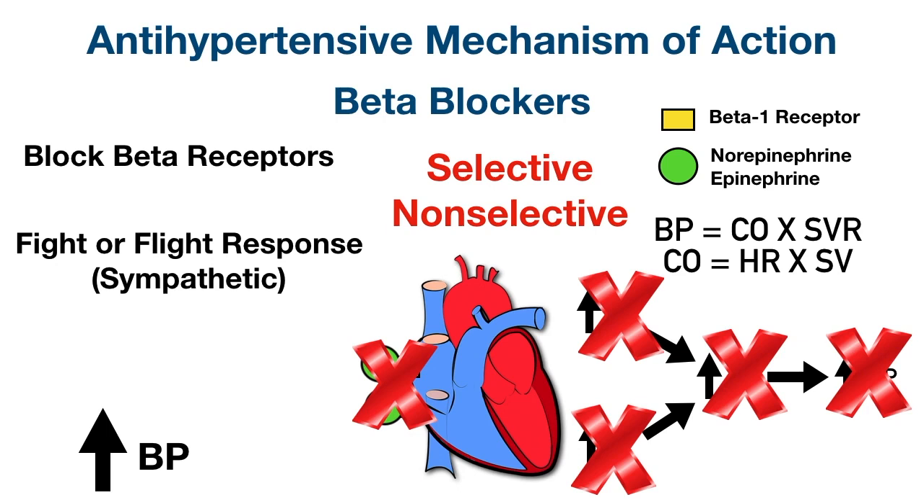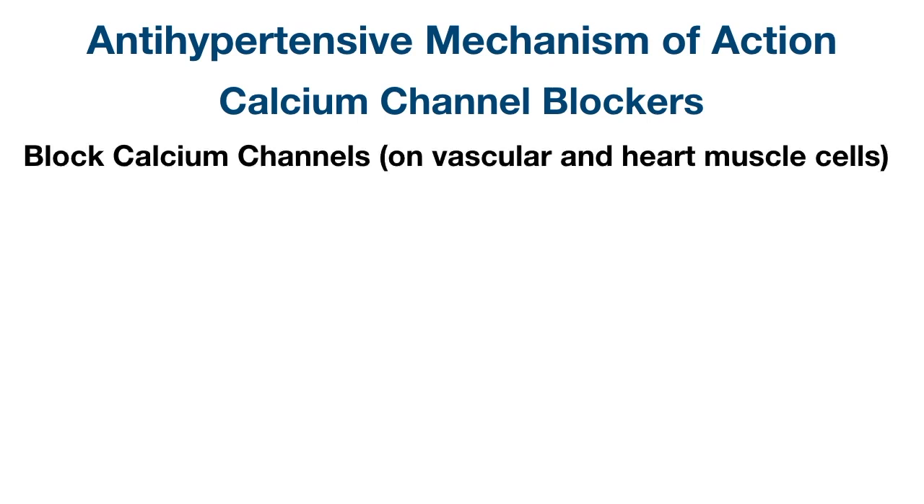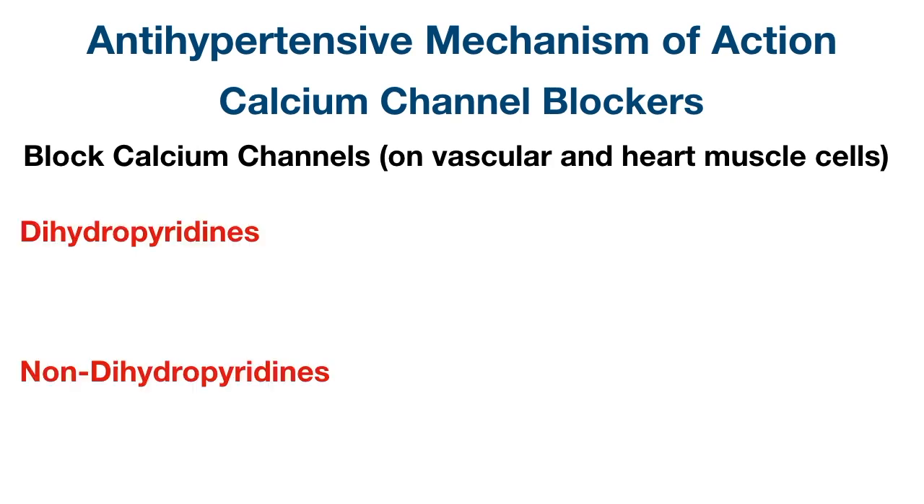And if you want to learn more information about the different types of beta receptors, where they're located in the body, and what their effects are, all that can be found in the beta receptor EasyMed video linked below. The next antihypertensive class is calcium channel blockers. The name again is self-explanatory, as they're going to block calcium channels primarily located on vascular smooth muscle cells and cardiac muscle cells. There are two main types of calcium channel blockers based on their main site of action. They're known as dihydropyridines and non-dihydropyridines.